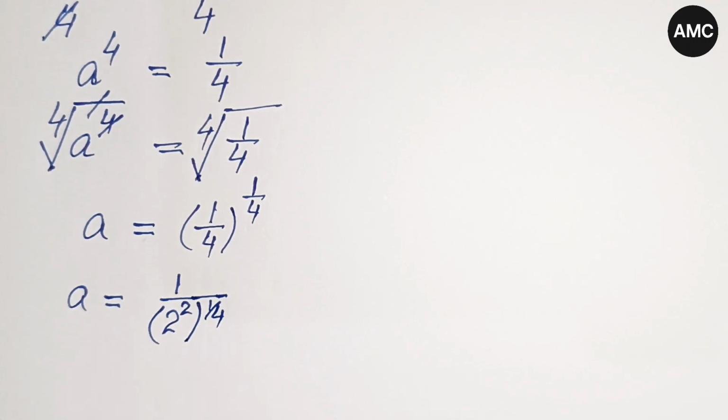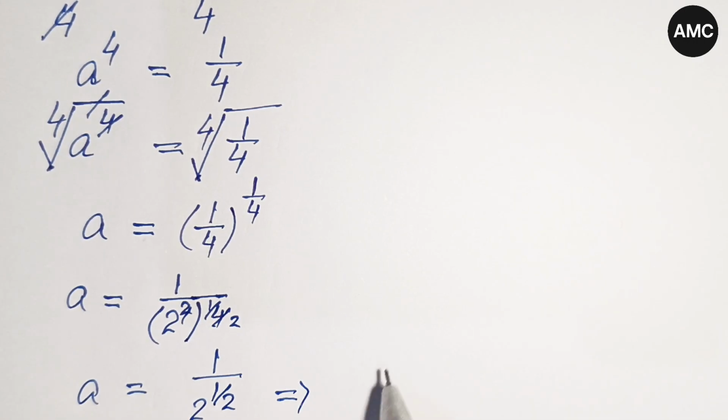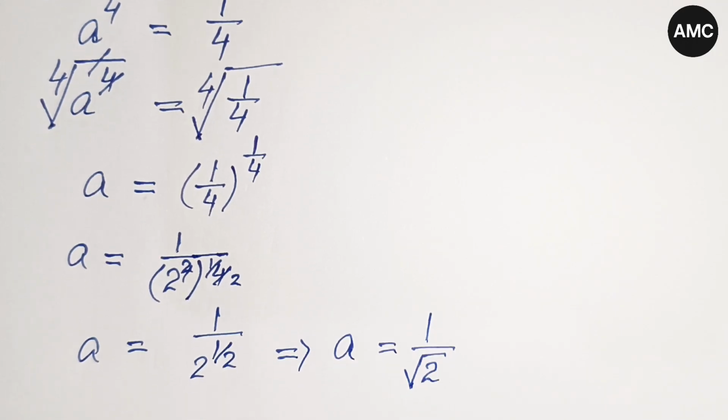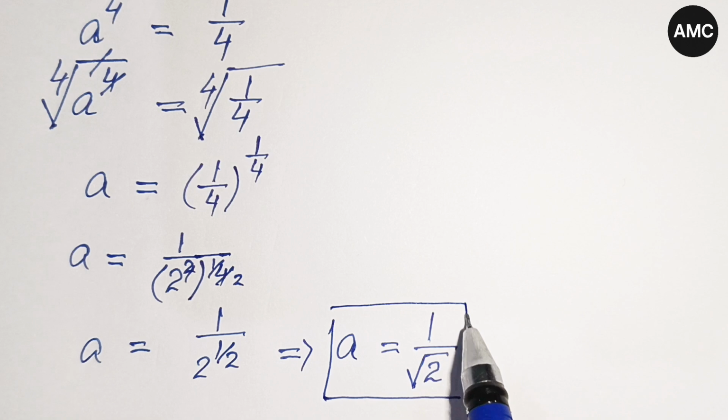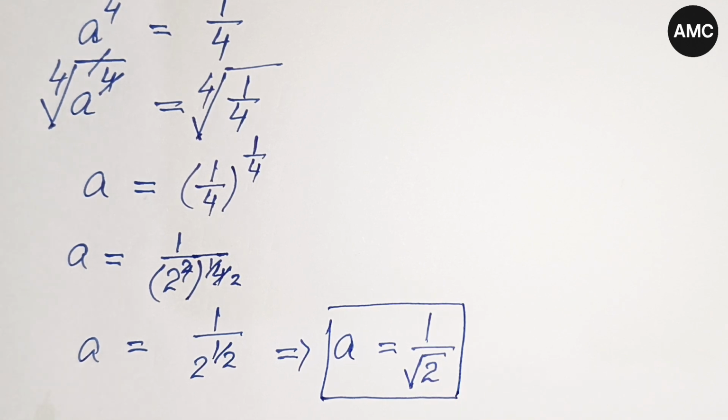Now here we have 2 1 is 2, 2 2s are 4, so a is equal to 1 over 2 to the power 1 over 2, and a is equal to 1 over square root of 2. Here we get the value of a, and we also have the value of b.